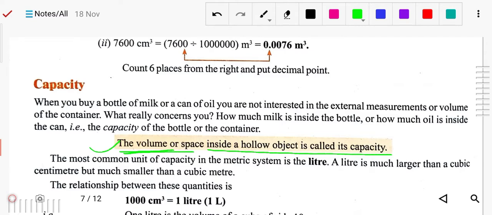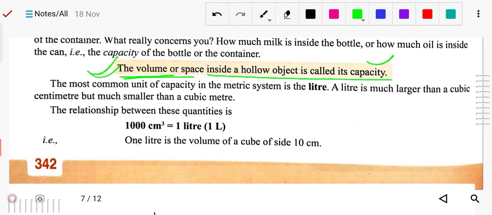So that is the quantity that can be held. The volume or space inside a hollow object is called its capacity. This is a new term for you. Just remember the relation between liter and centimeter. So this relation is like that.